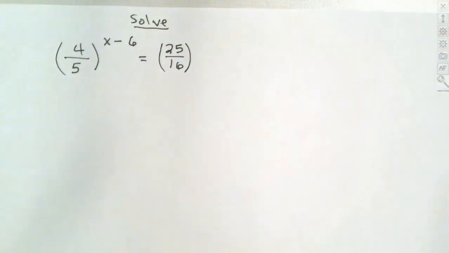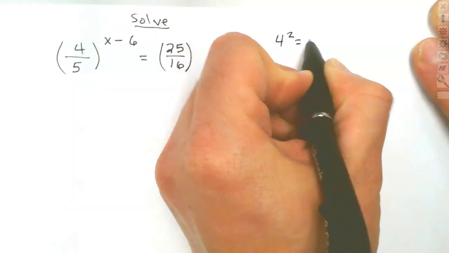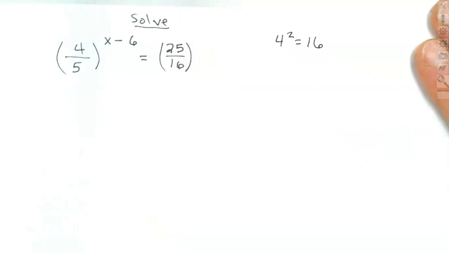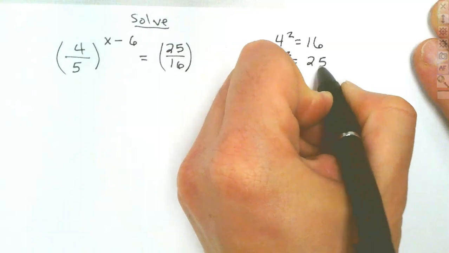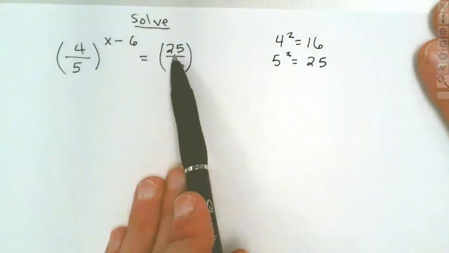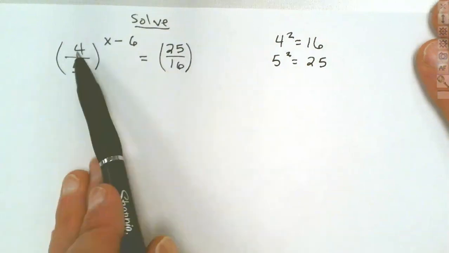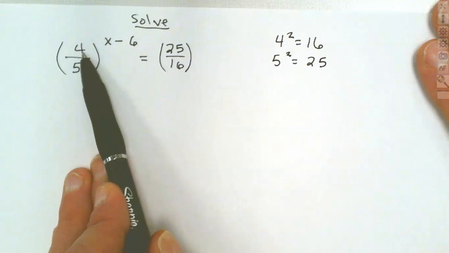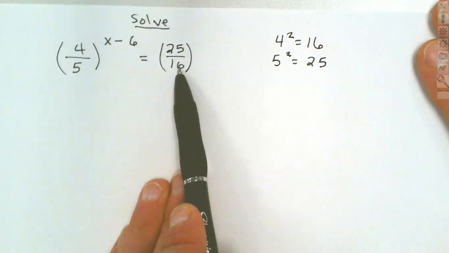It's usually easier to get the smaller base. So what do we know about 4? Well, we know that 4 squared is what? 16. And we know that 5 squared is 25. Those are going to match up with this one. But what do you notice about this one here? Well, the 4 is in the numerator on this one, and the 16 that it matches up with below is in the denominator. So we need to flip that fraction over.